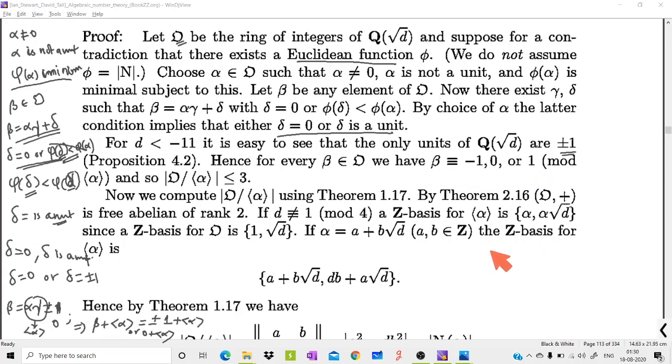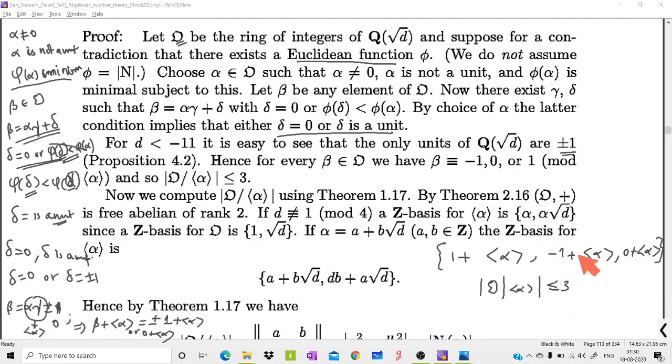That means the only possible cosets of the ideal generated by alpha are 1 plus the ideal, minus 1 plus the ideal, or 0 plus the ideal. These are the only possibilities. So this means the cardinality of the quotient group O by the ideal generated by alpha is always less than or equal to 3, because this contains only 3 elements.